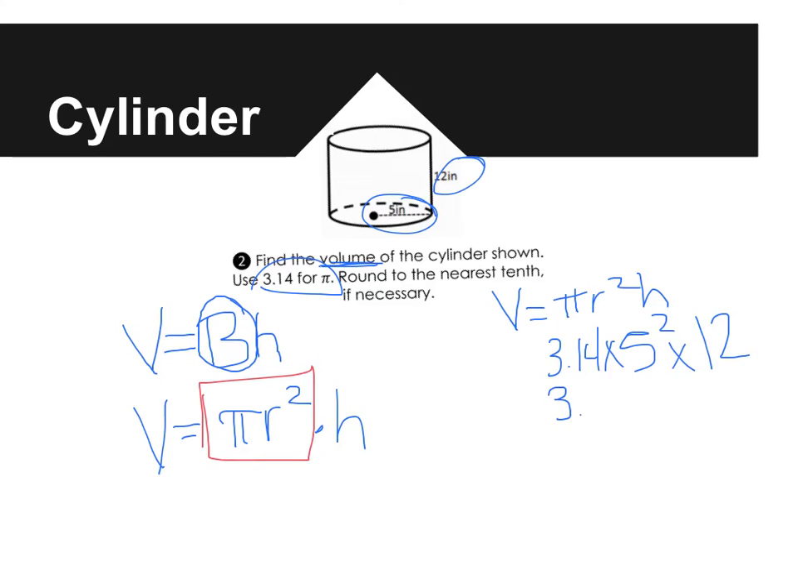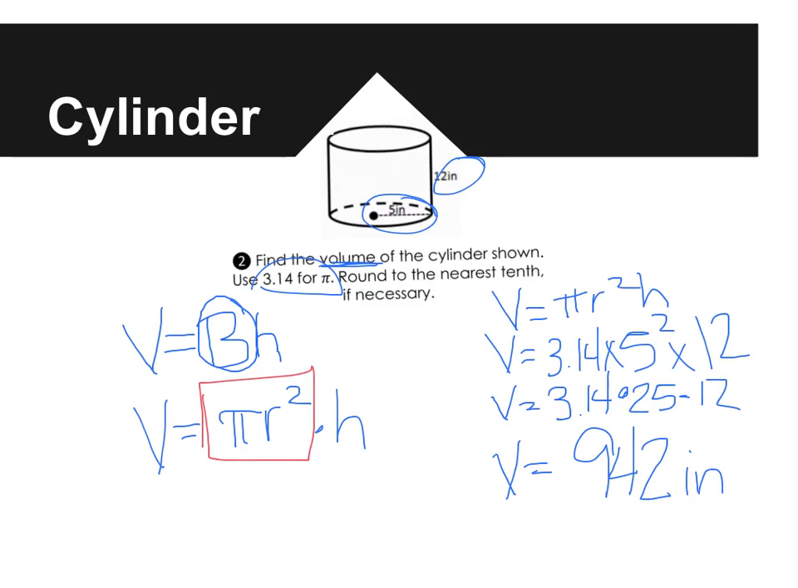We do exponents first. 3.14 times 25 times 12 gives us a total of 942. All of this was measured in inches. Now, volume will always be cubed, so this would be cubic inches or inches cubed. 942 cubic inches. Okay, and that is the end of this very quick video over cylinders and circles.